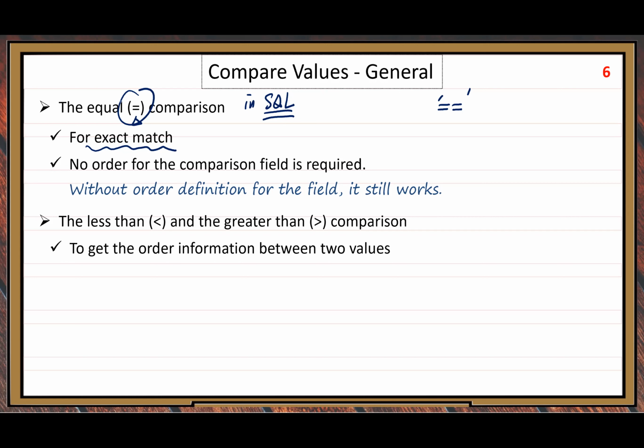Here you may wonder why I mentioned that order information, because it looks like you always have the order defined, right? Later I will talk about the order definition a little bit. Here you only need to know we need to have the order definition before you can use less than and greater than comparison. Order must be defined.